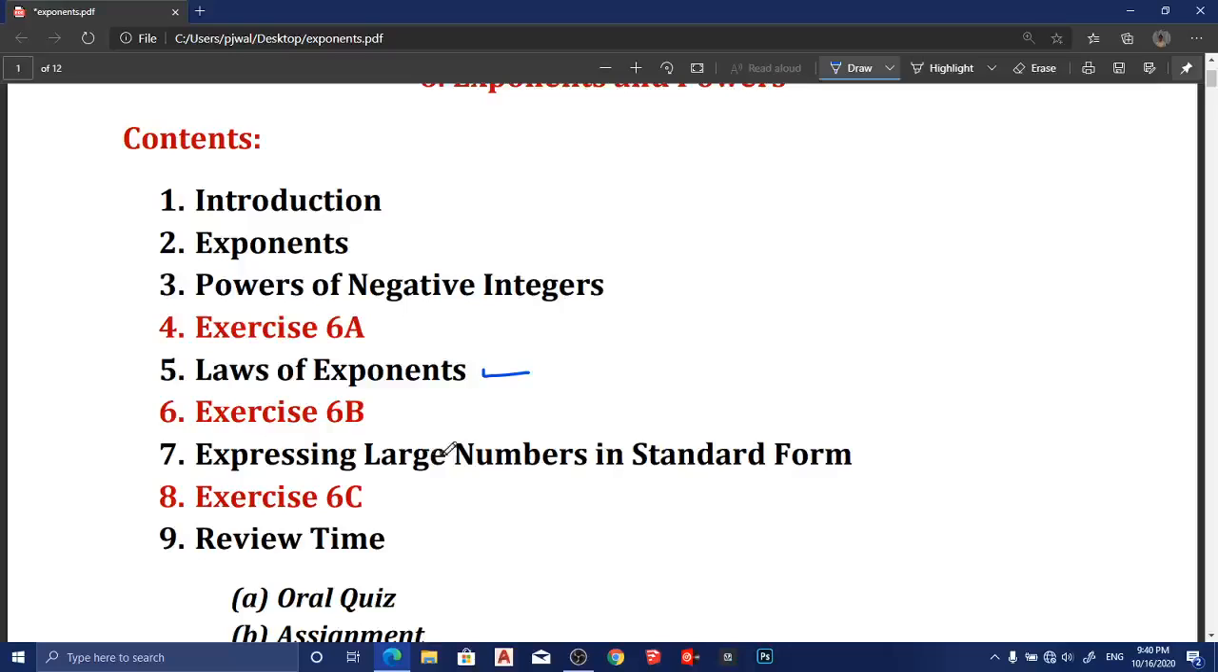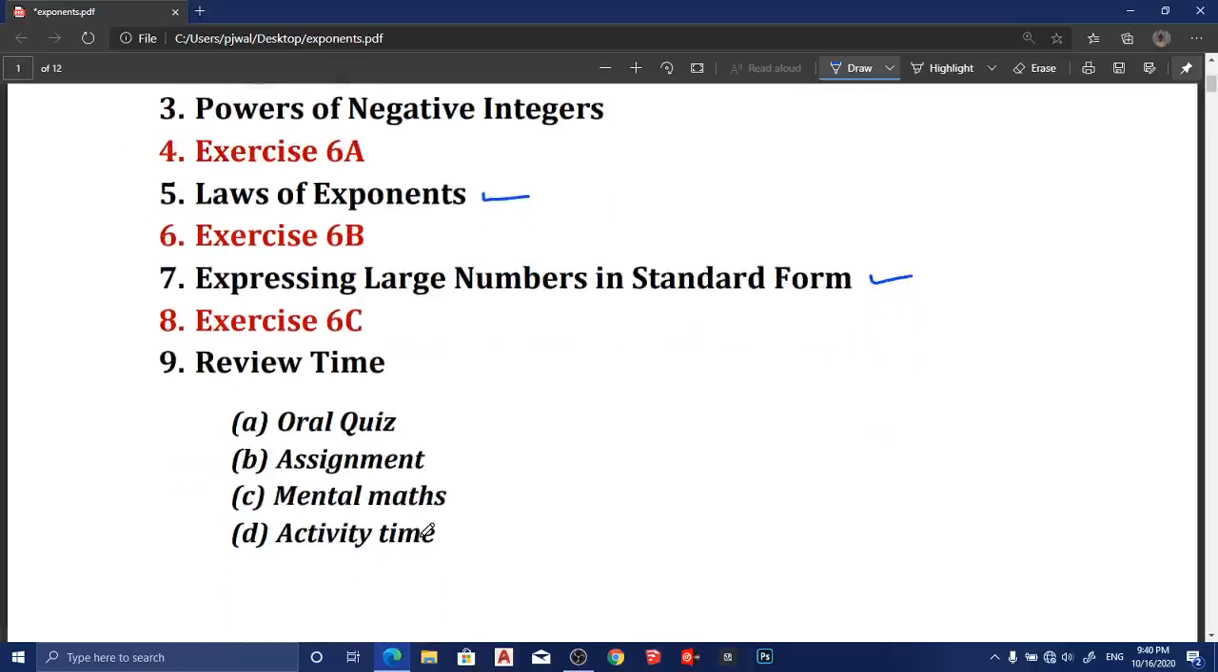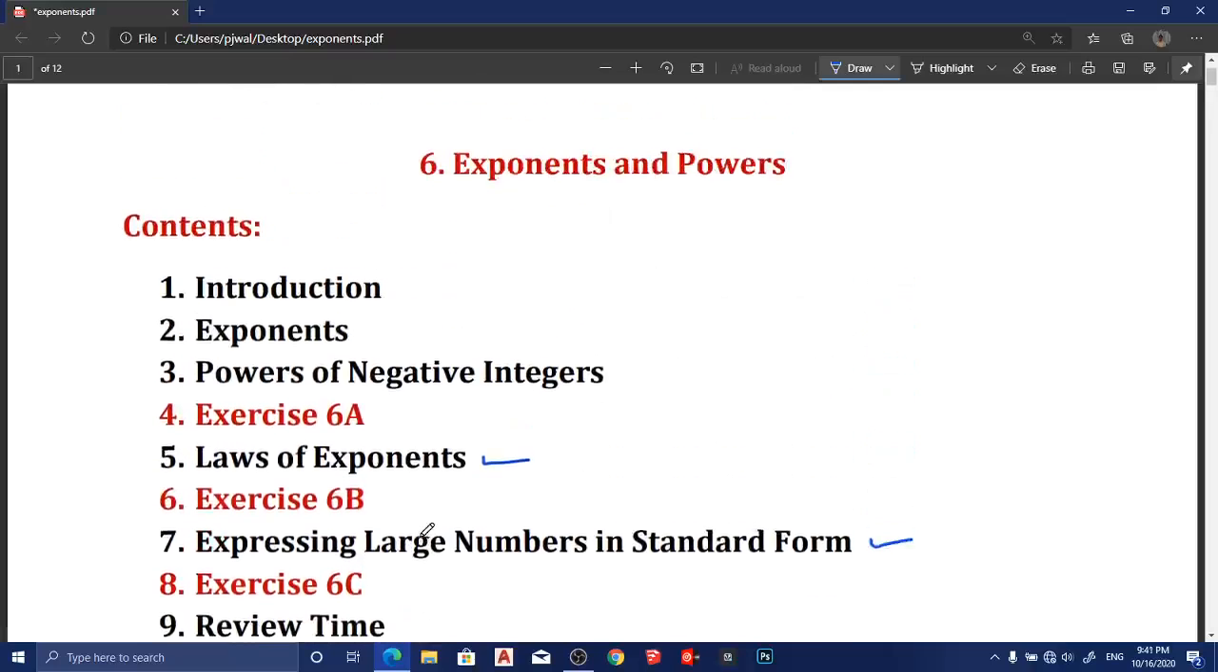Next, expressing large numbers in standard form. This is also an important concept. So based on this concept, exercise 6c will be there. Next, review time, oral quiz, assignment and mental maths will be there. It's a small chapter, but it is a very important chapter.